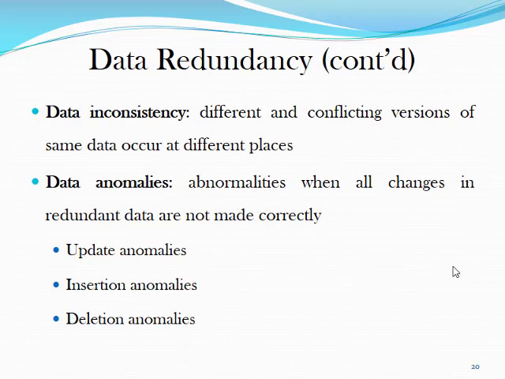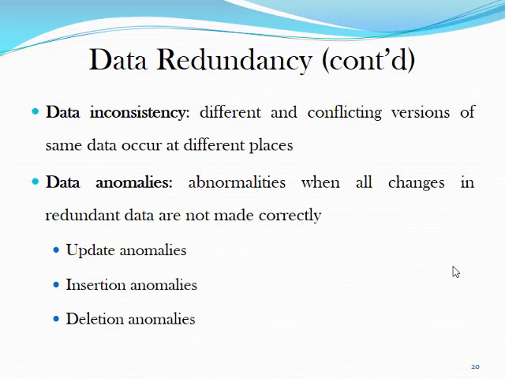And data anomalies. Anomalies arise when changes to redundant data are not made correctly. As I mentioned earlier, these records are recorded in different places, and if you want to make changes to a particular record, we don't know which record we should change first and second. We don't have a clear idea how these data make changes, and we don't have a clear reference. Those are the issues in data anomalies.